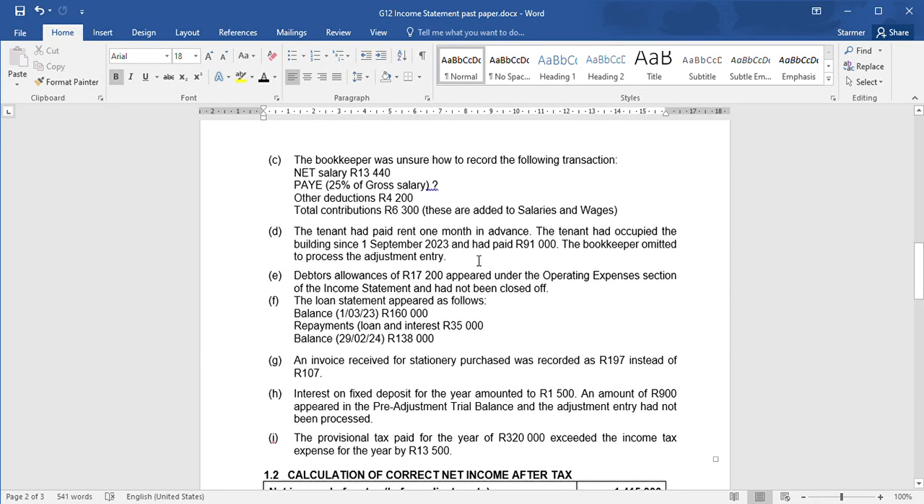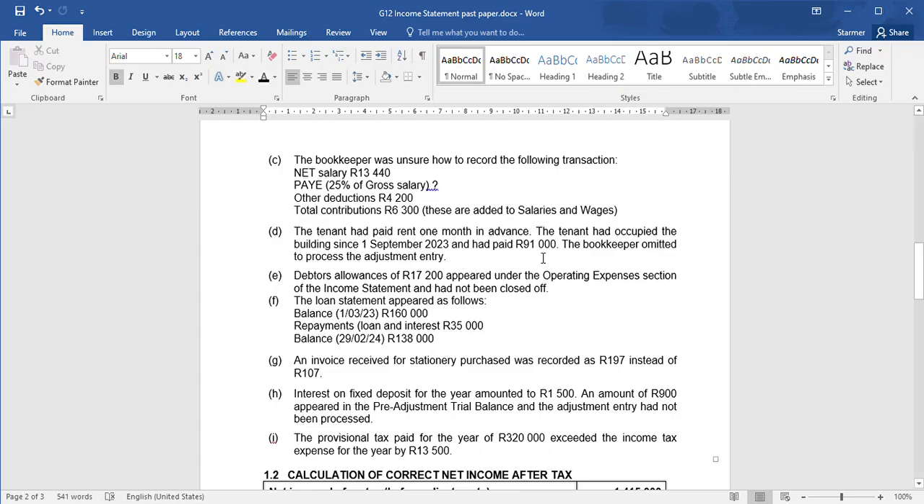The tenant had paid rent 1 month in advance. The tenant occupied the building since the 1st of September and had paid $91,000. The bookkeeper omitted to process the adjustment entry. If you count the number of months that the tenant would have paid for, it will be September, October, November, December, January, February, and one extra, which is 7.